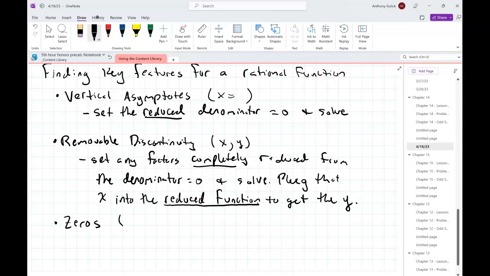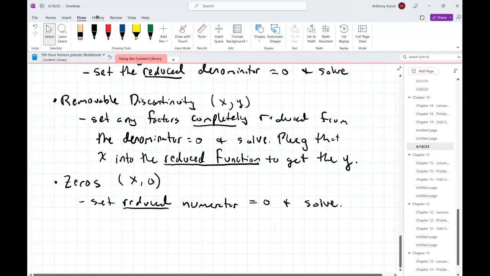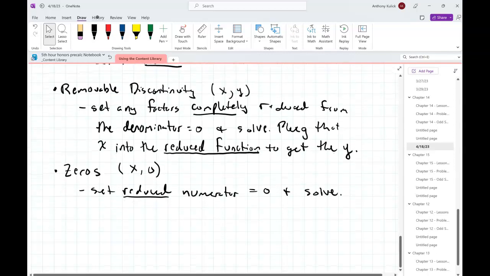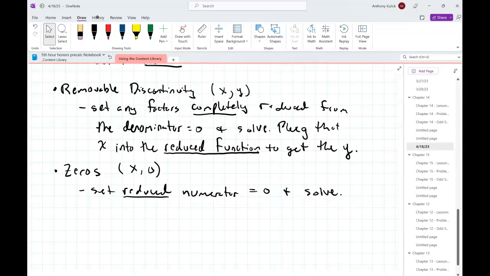So the zeros, again, that's a point. That's an x comma y, but the y here is always going to be 0. Again, zeros and x-intercepts, same thing, right? So again, we're going to set the reduced numerator equal to 0 and solve. Important that you're using the reduced numerator.